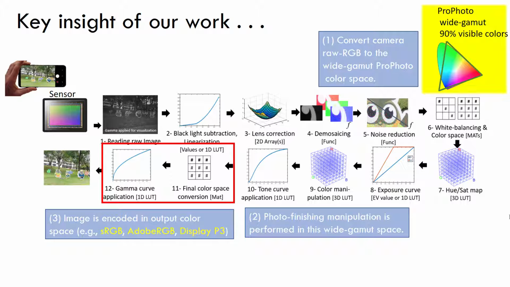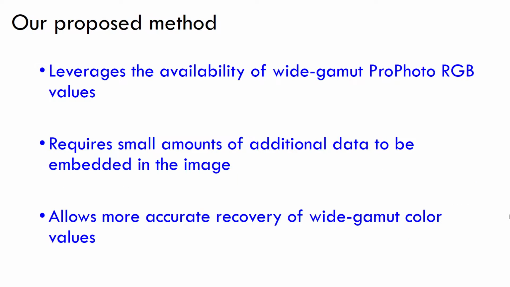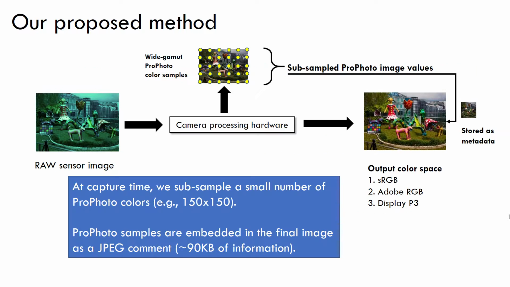And our insight really is that we have this wide gamut color samples available at imaging time. So our proposed method is going to leverage this wide gamut ProPhoto RGB values, and it requires us to extract a small amount of data from this ProPhoto image and embed it in our final output image. And I'm going to show you that if we do this, it's going to allow for more accurate recovery of wide gamut color values. So let's just see what we do.